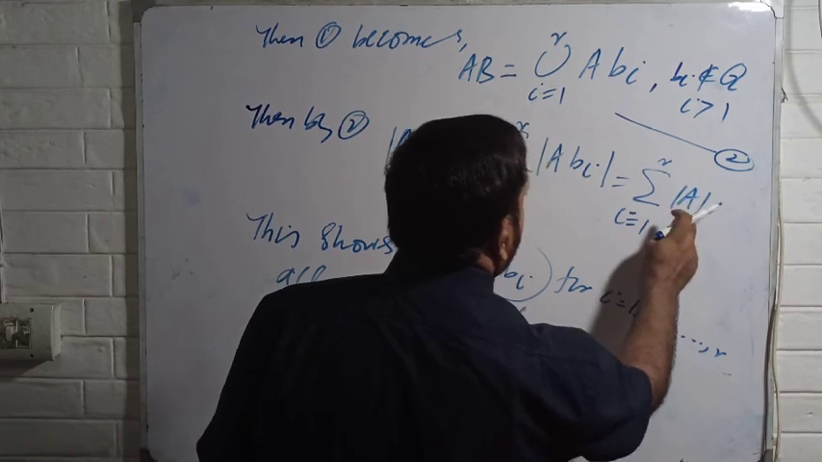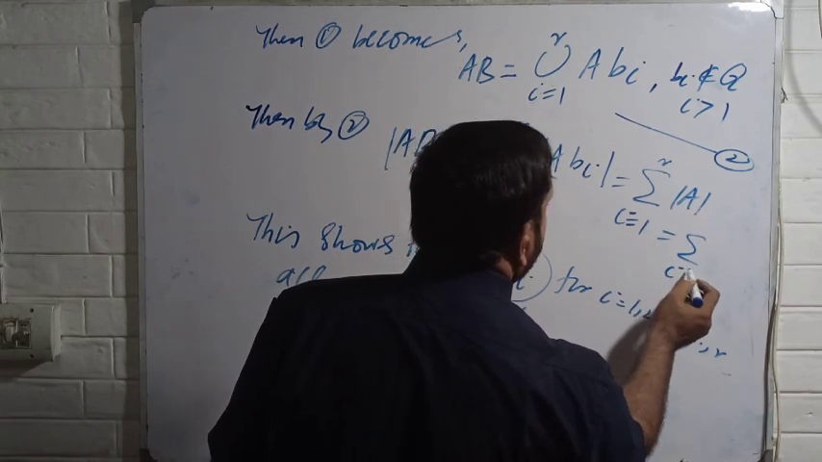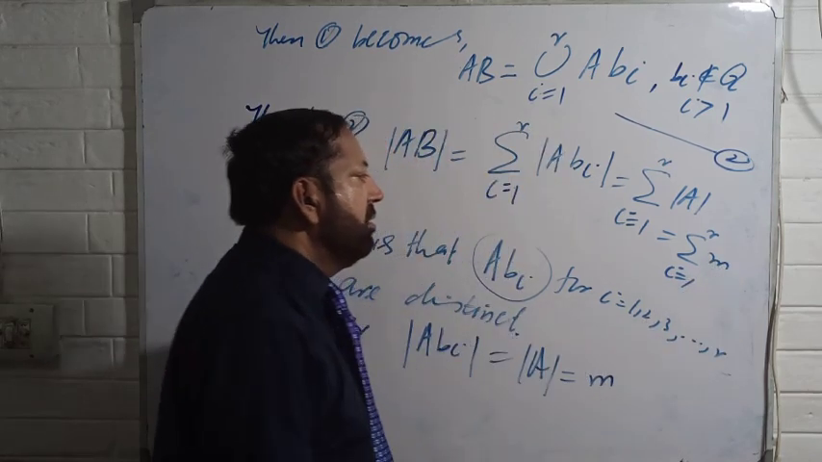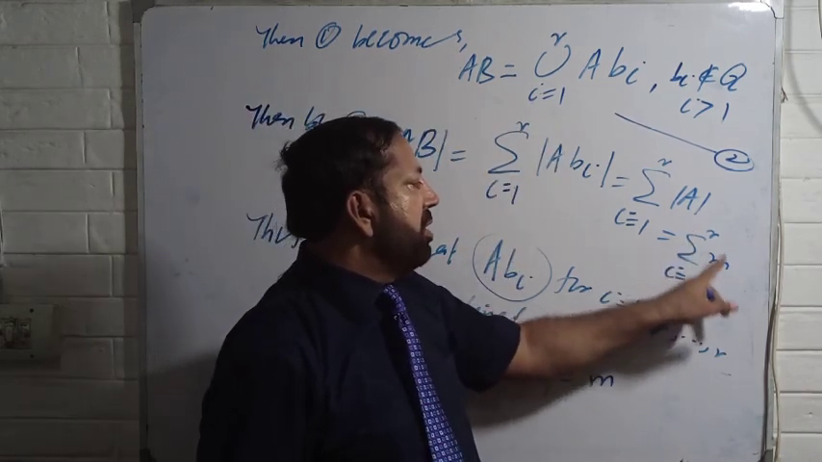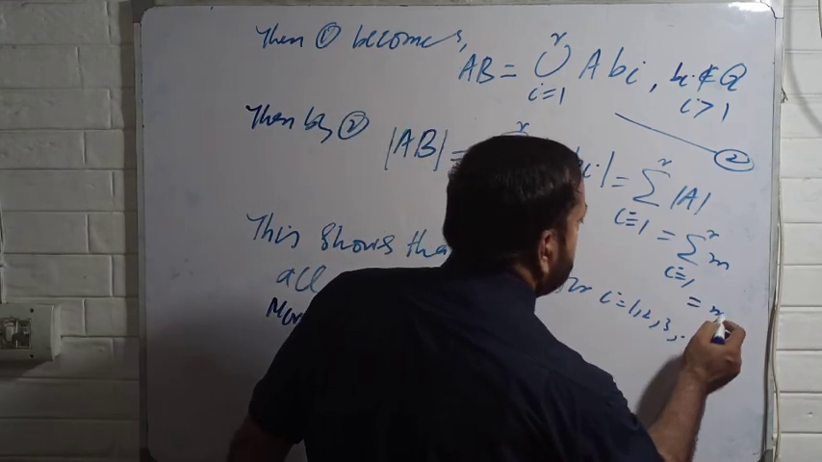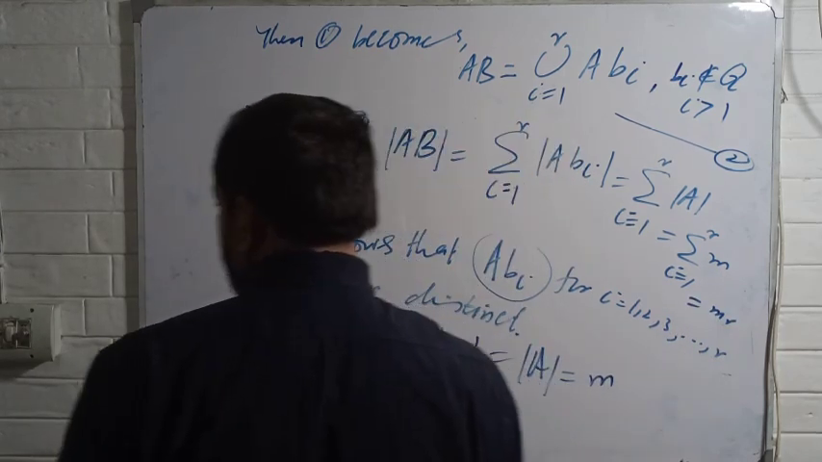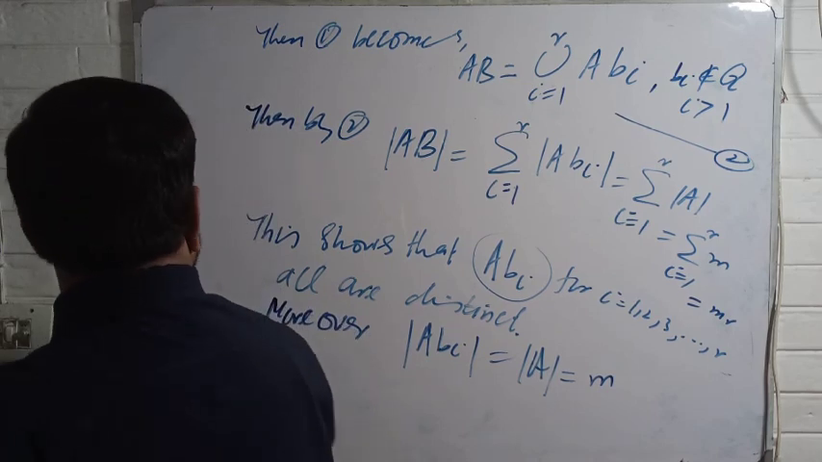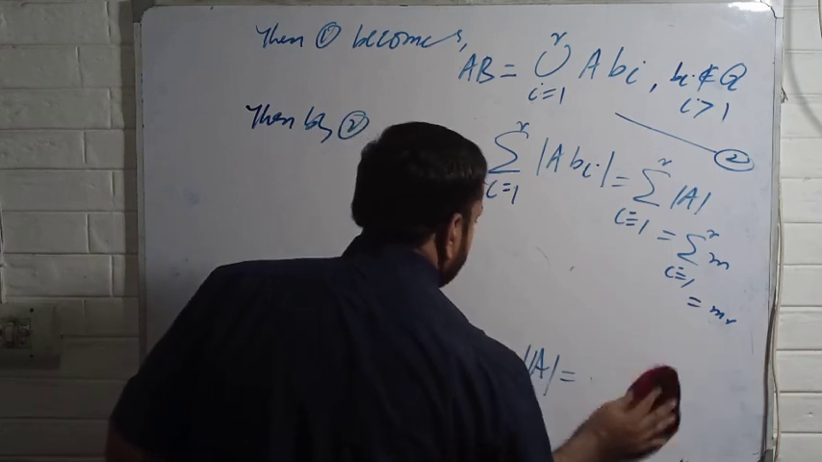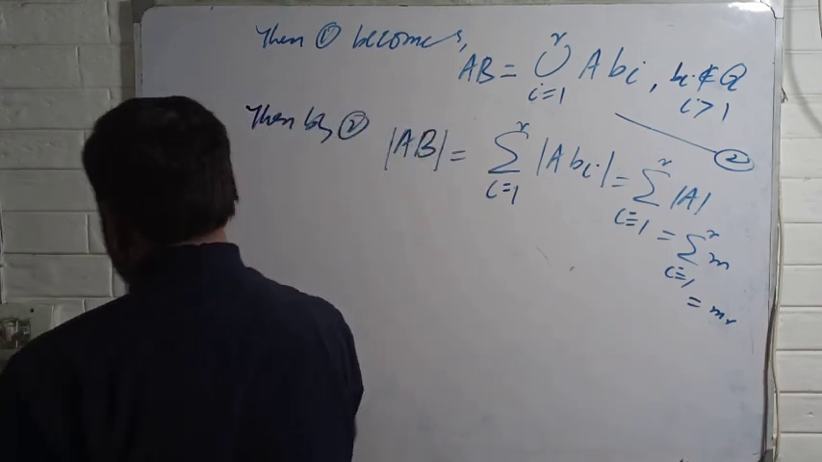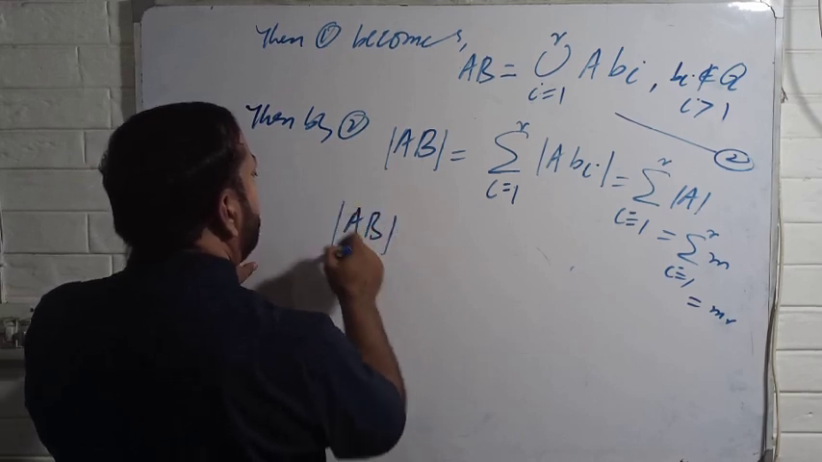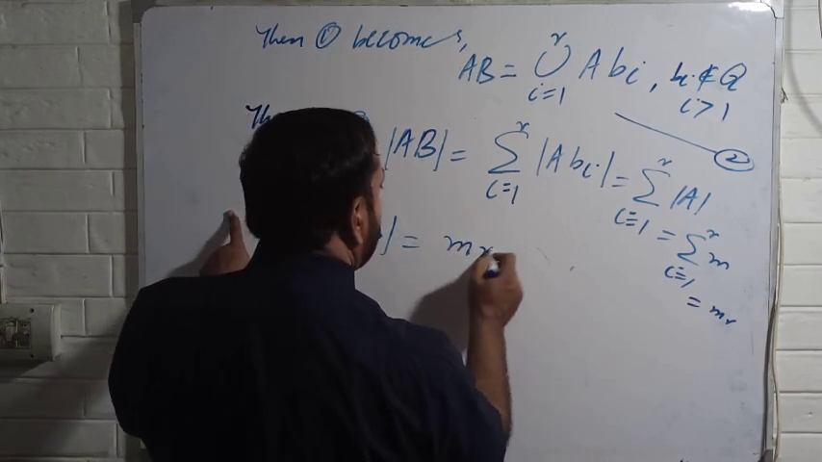of the order of A. And what is the order of A? This is M, and when you apply summation from I equals 1 to R on a constant number M, this is in fact MR. This is MR. And what is R? So the order of AB, you have shown, is equal to MR.